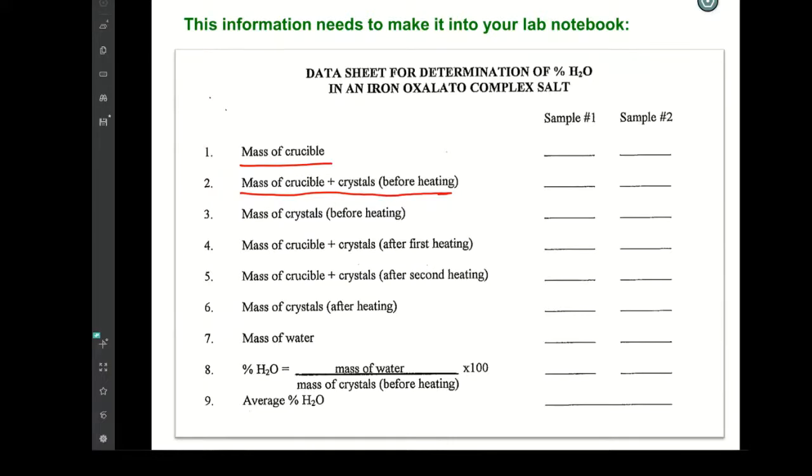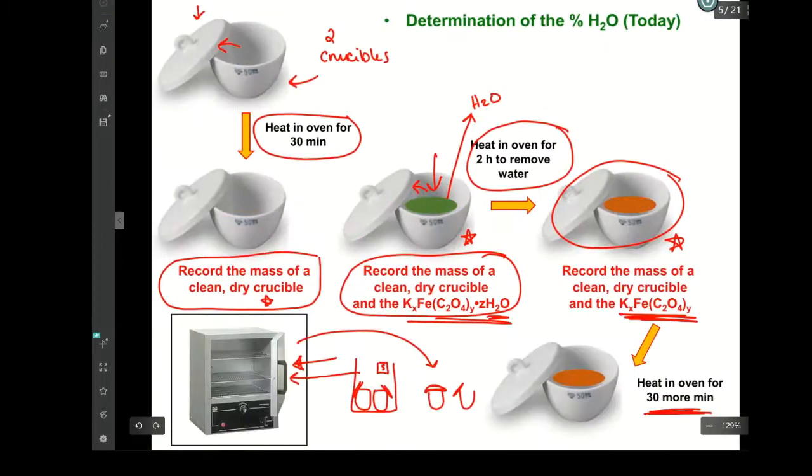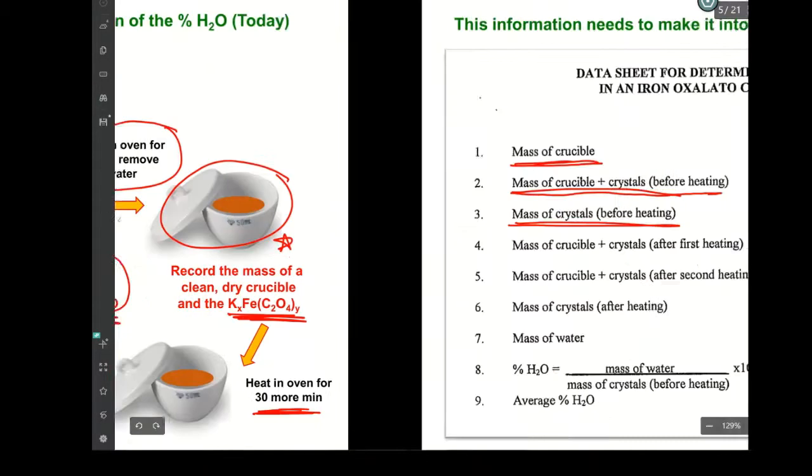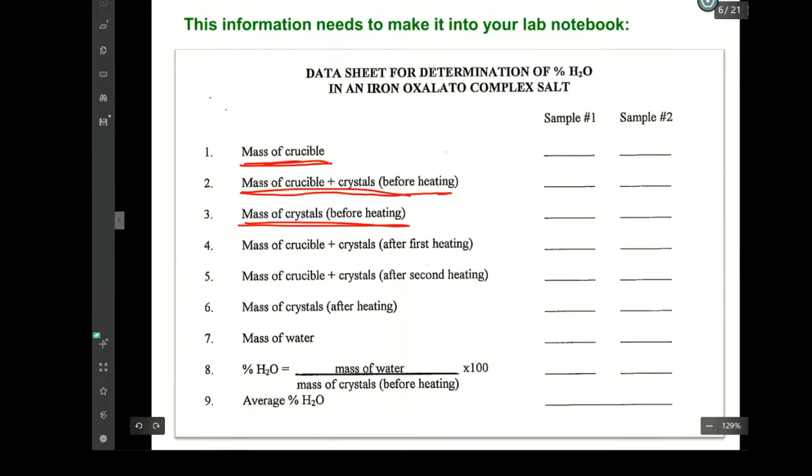And if you subtract those two, if you take the mass of them together minus the mass of the crucible, you can get the mass of the crystals by themselves, right? So that's the difference between this one and this one. The difference between those two masses is going to be the green crystals. And then you're going to heat this up for 2 hours, and then when it comes out, you're going to have the mass of the crucible and the anhydrous crystals, and you're going to get the mass of those.